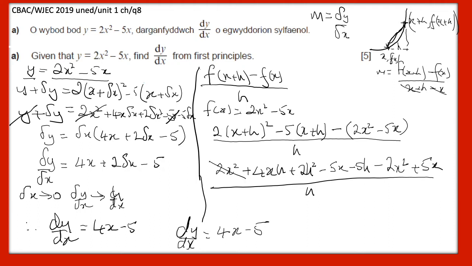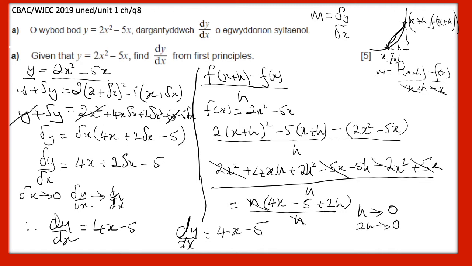Okay, so I've got 2x squared minus 2x squared, I've got minus 5x plus 5x, and again I'm in the situation where I can draw h out as a common factor, h bracket 4x minus 5 plus 2h, all divided by h, and as h tends to 0 I can get my required dy by dx equals 4x minus 5 because the 2h also tends to 0, and therefore I can get the answer I know.